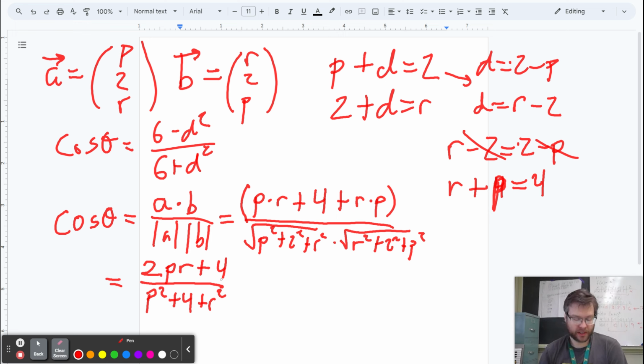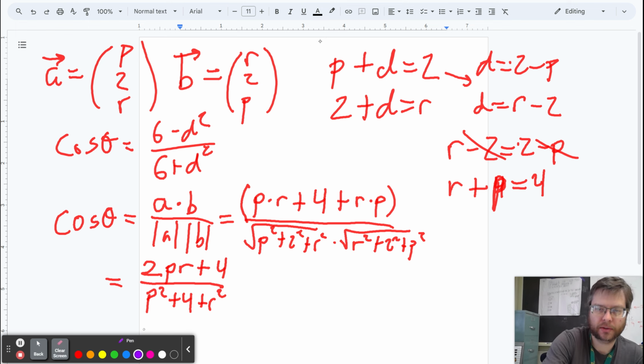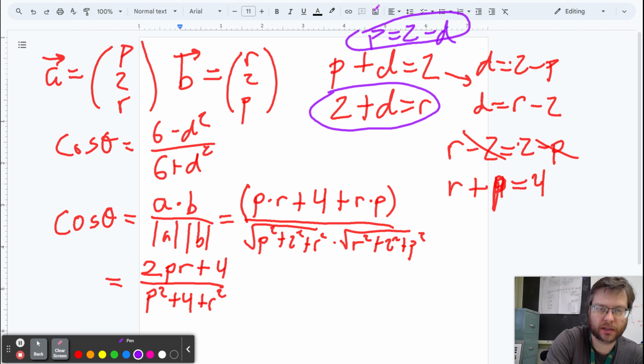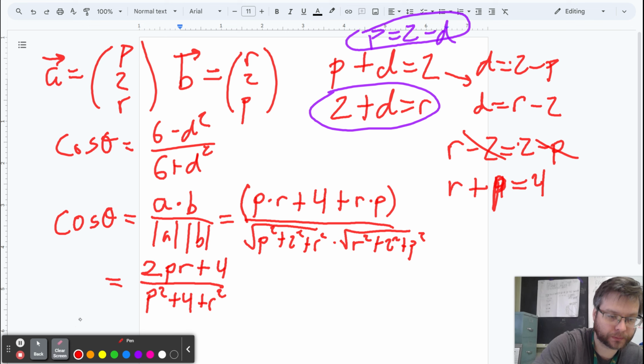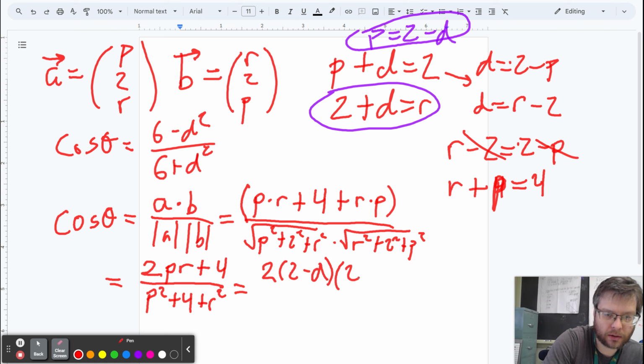Somehow, we're supposed to get this in terms of D. So maybe my idea of solving for R and P was not the right idea because I want to get the letter D instead. So I'm going to just sort of reverse what I'm doing here and get that P equals 2 minus D, and then we also have R equals 2 plus D. And then we're going to sub those in and just see where we end up. So 2 times P, 2 minus D, times R, 2 plus D, plus 4 on top.